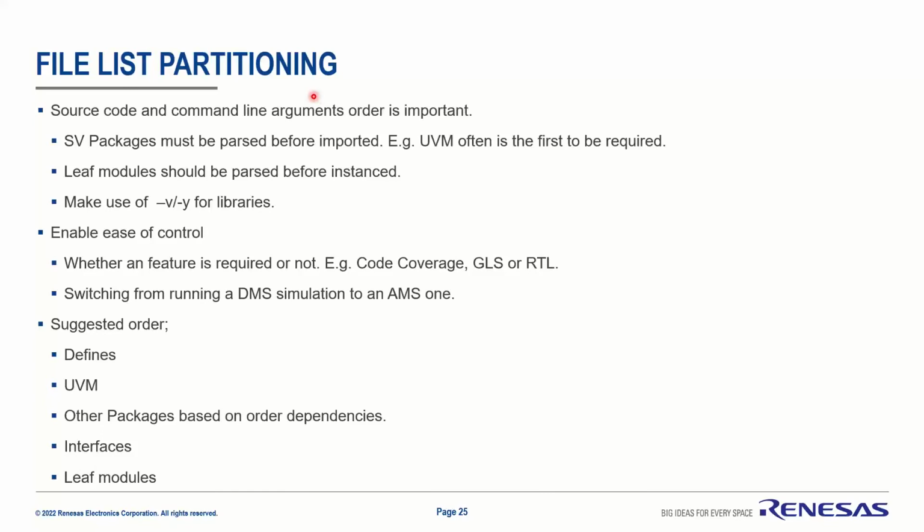So, this is not a definitive order, it's just a suggestion. You have a file with all the defines in first, you pull in UVM, you pull in your packages and other dependencies, you pull in your interfaces, and then you start pulling in all your module layer.